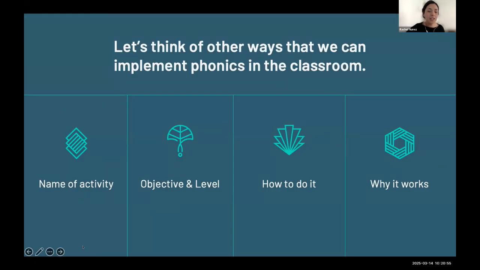So here, I think it's going to be a bit difficult to break everyone off into groups, Dr. Lambert. So what we're going to do is I'm going to give you guys 5 minutes, and I'll put a timer. I want you guys to think of a phonics activity that you can implement in the classroom, how you would do it, and why it would work with ENL learners.